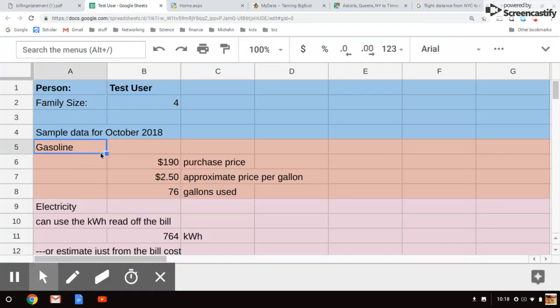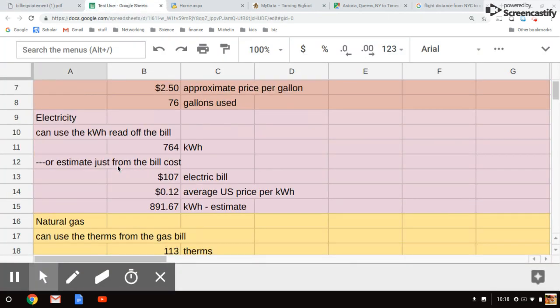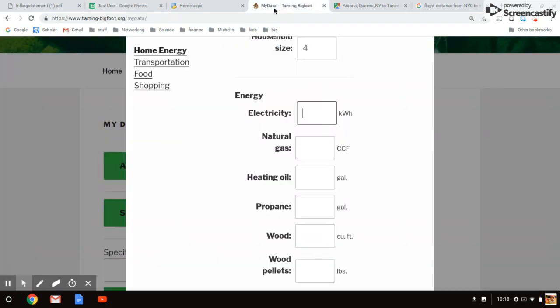Now, if you don't have your electric bill, you can estimate this from the cost. So if you know you paid $107 to the electric company and the average United States electricity price is 12 cents per kilowatt hour, you can divide the two and find out 891 kilowatt hours. Not too far from 764, about 10% off. So that's not bad.